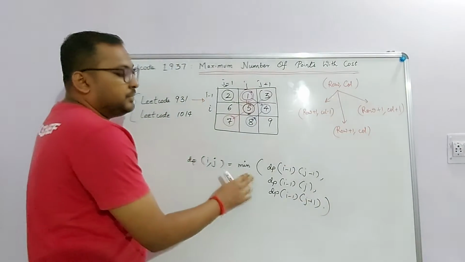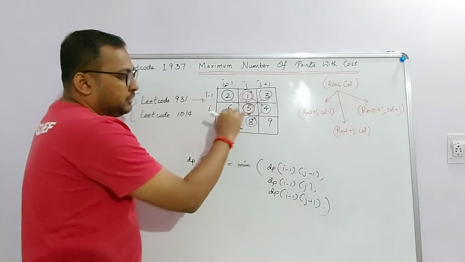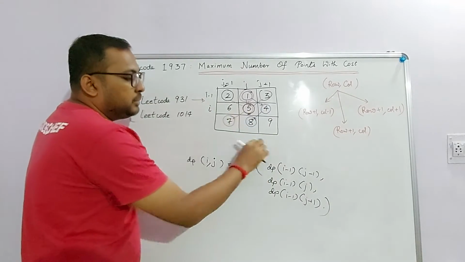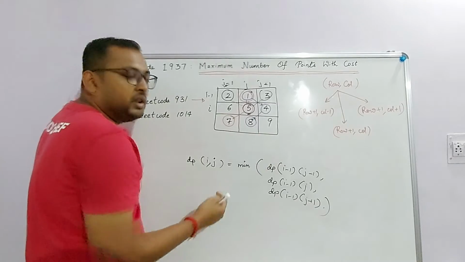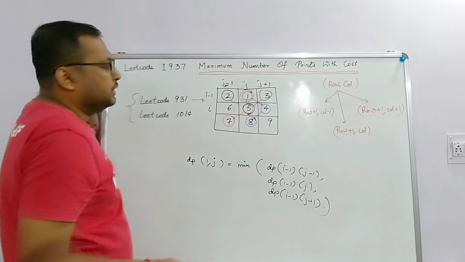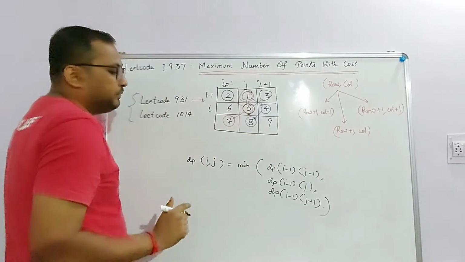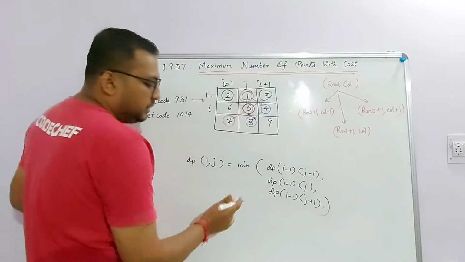So if you just keep the minimum of these 3 values and keep on filling these entire rows, at the end one of the values of this last row will be the minimum falling path sum. So that's how you solve this particular problem. So you should know how we come up with this dp state.